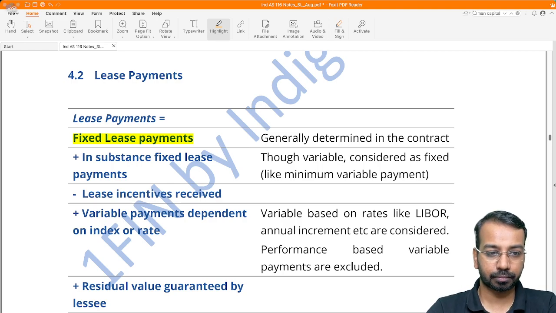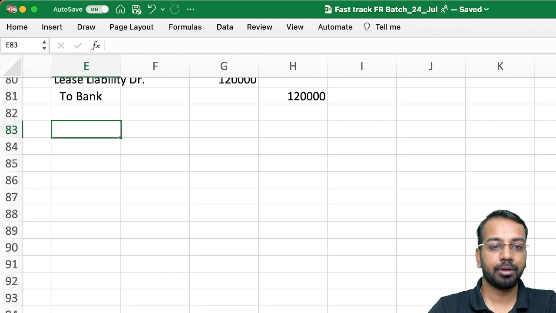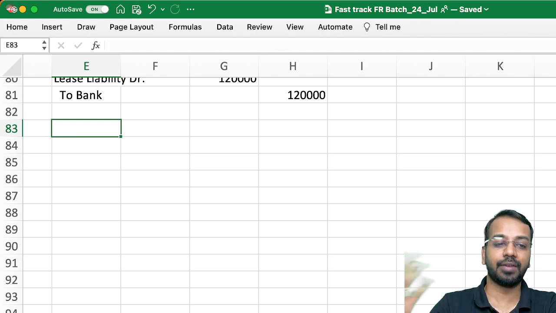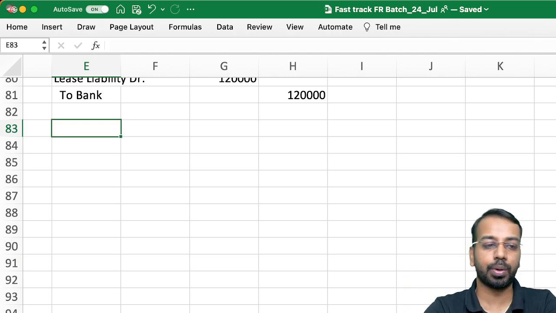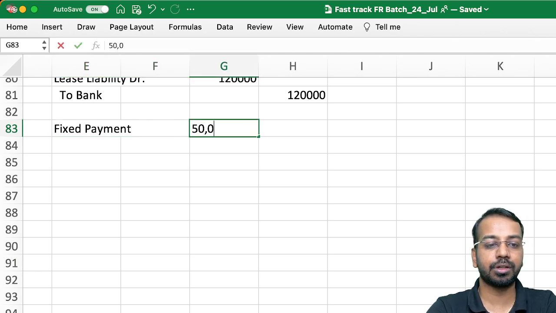Then, there is something called in-substance fixed payment. Now, what is this in-substance fixed payment? Let me give a very simple example. You can see this in variable payments, let us say, when there is a shop in a mall which is being rented out. You wanted to open a shop in a mall. You didn't want to pay a fixed monthly rental, or a high fixed monthly rental. So what the mall owner has agreed is a fixed payment of 50,000 per year.